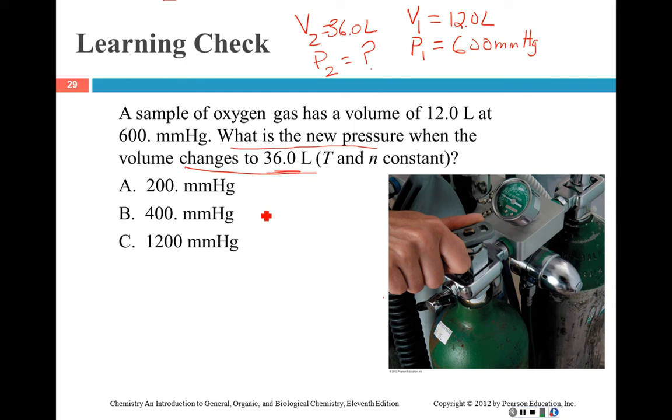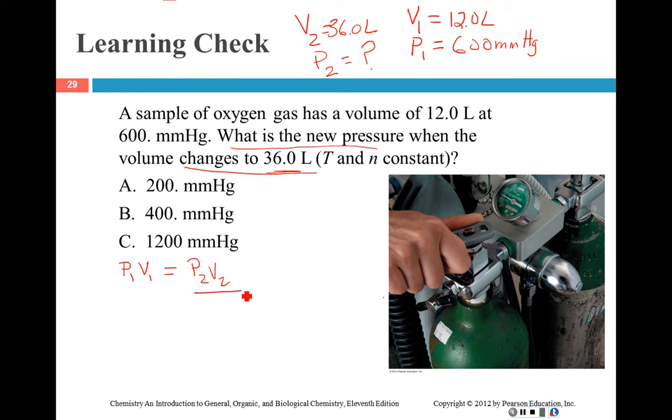Okay, so I know that P1V1 equals P2V2. That's a pretty easy one to remember, right? All right, so then I plug in. Now, if you were just going to solve for P, what would you do? You would have to get P by itself.